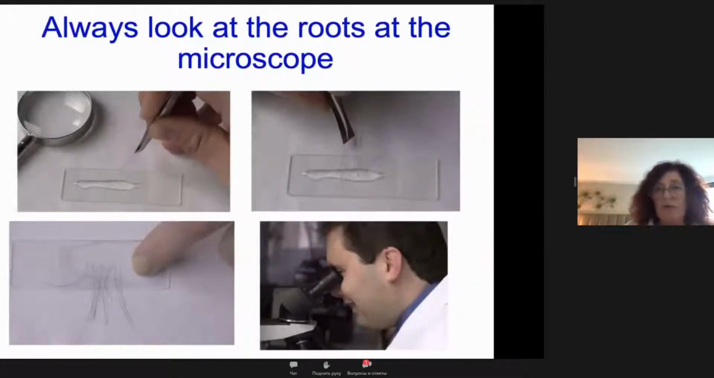And then you have to look at the roots under the microscope, or under the dermatoscope, because you need to know if they are telogen roots or not, because that makes a big difference in the diagnosis.